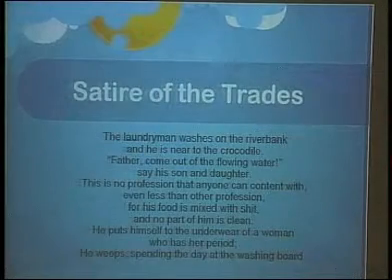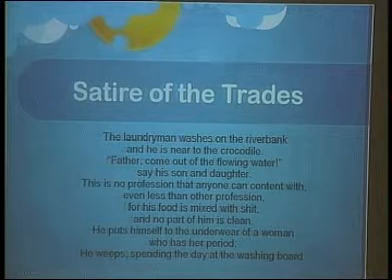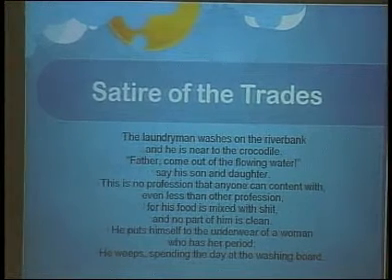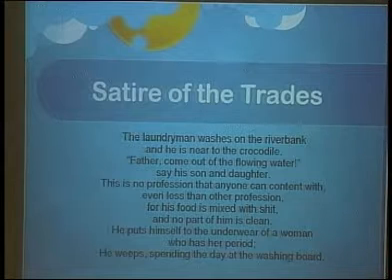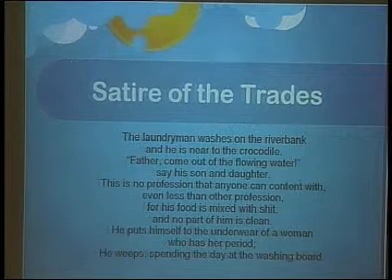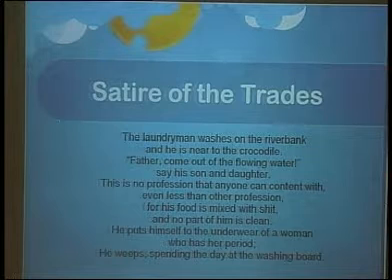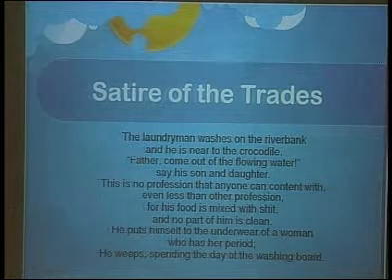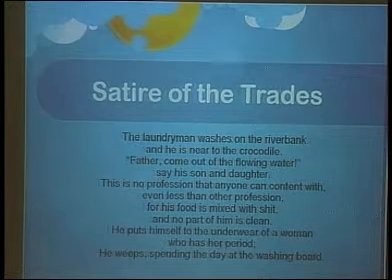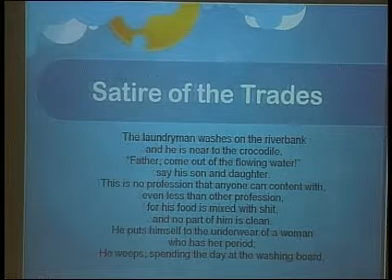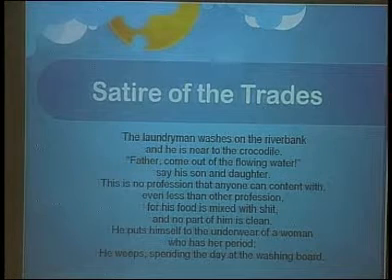So texts. What do texts tell us about the life of the laundryman? If we go to the Middle Kingdom Satire of the Trades, poking fun at a whole host of professions, you'll see that the life of the laundryman is not to be recommended. You've got crocodiles nearby, and it's just an extremely unpleasant activity, so that at the end he weeps and he spends the day at the washing board.